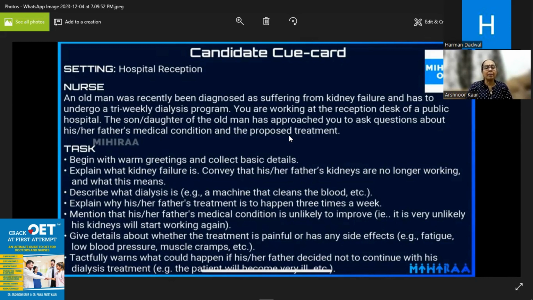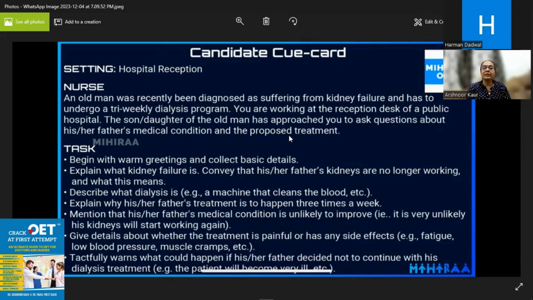Then yes, this is to be done 3 times a week. And we have to tell that it is a machine which will filter the blood of Mr. Sam. On one side, it will take the blood, and from the other side, the purified, filtered blood will be administered back into the body of Mr. Sam. So in this way, this process will be done.